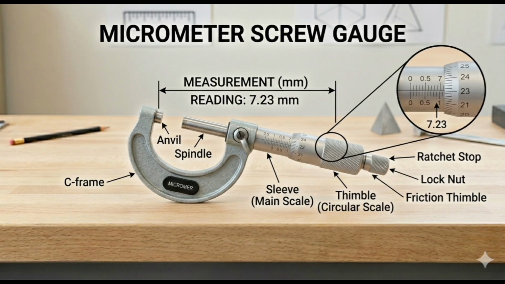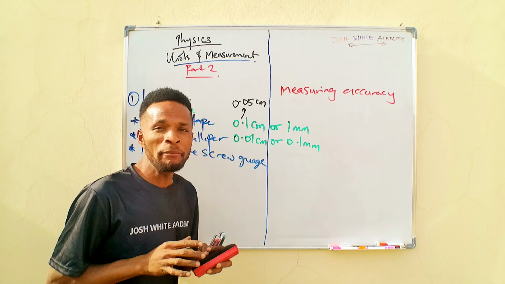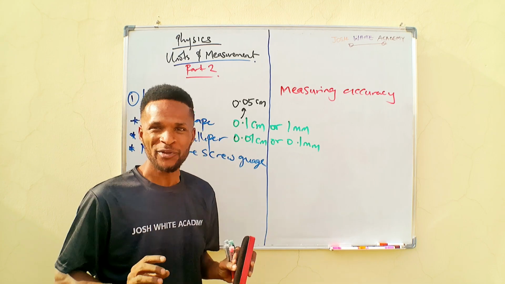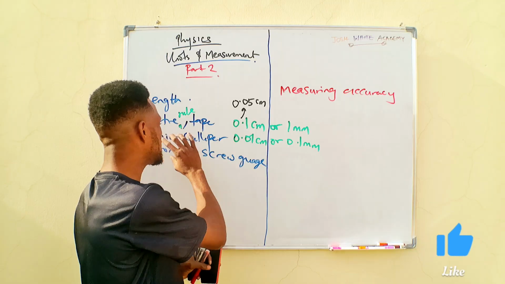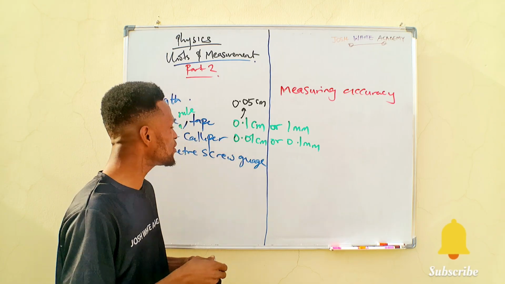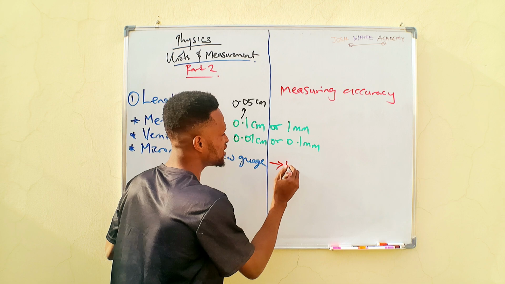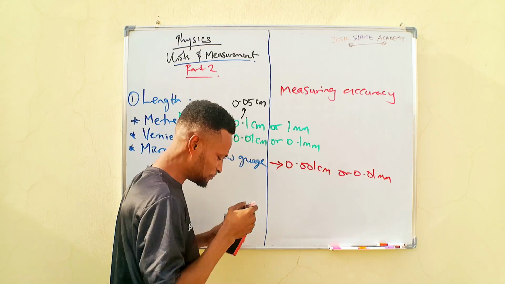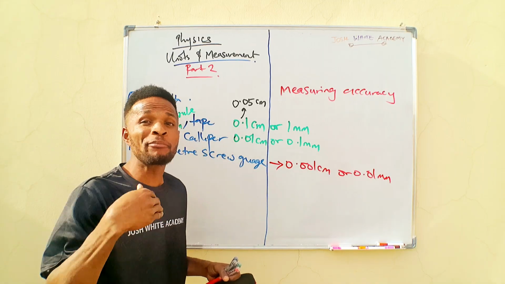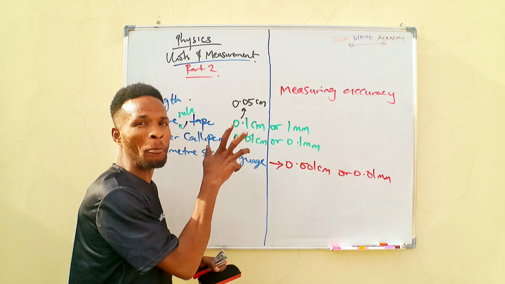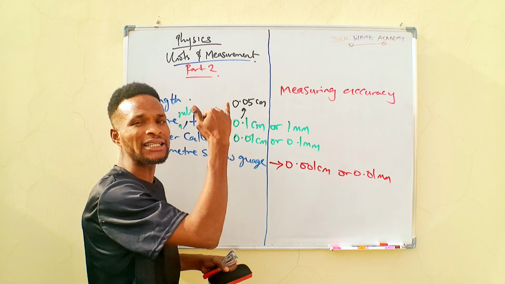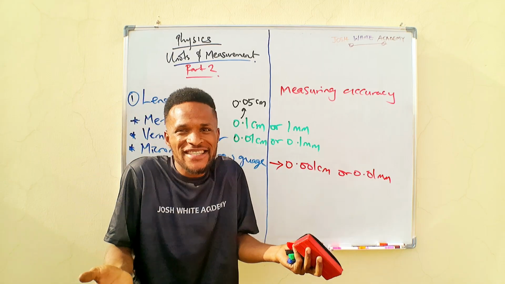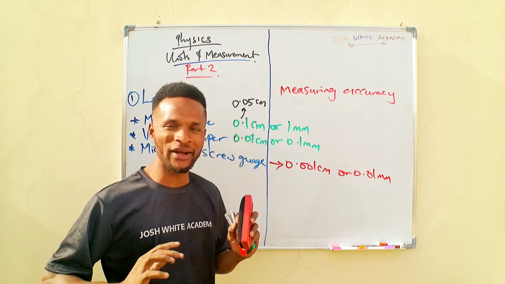And lastly, we have the micrometer screw gauge. The micrometer screw gauge is used to measure thickness of copper wires or the thickness of paper, which Vernier caliper cannot dare to measure. So the measuring accuracy for micrometer screw gauge is 0.001 centimeter or 0.01 millimeter. So micrometer screw gauge is more accurate in measurement compared to Vernier caliper, and Vernier caliper more accurate in measurement compared to meter rule.